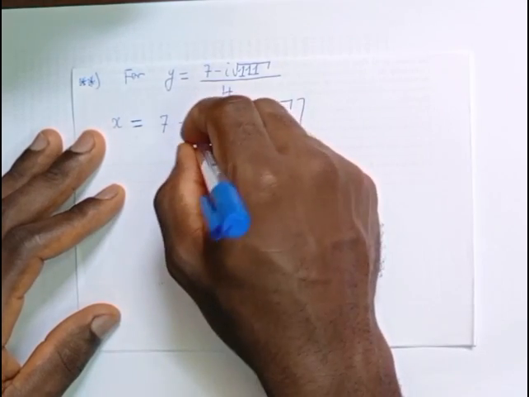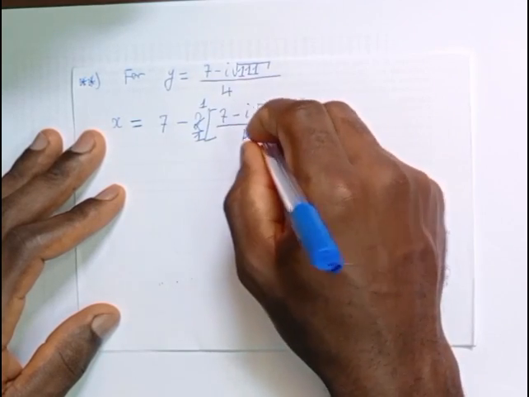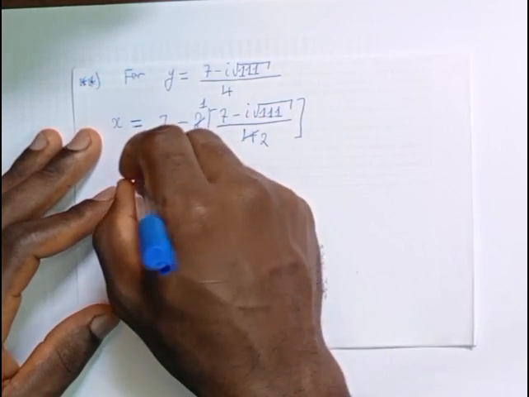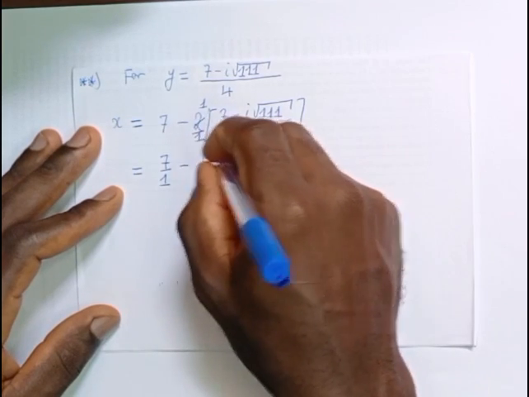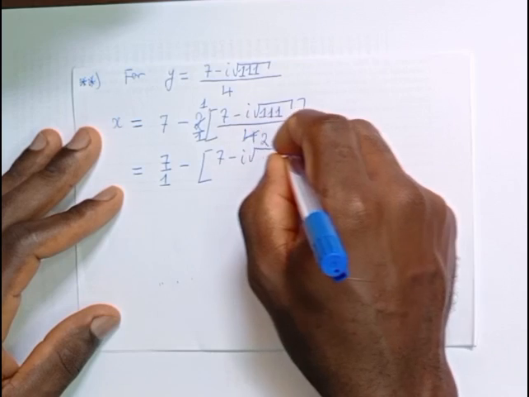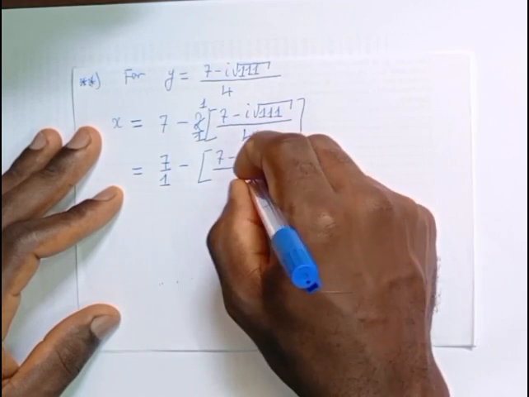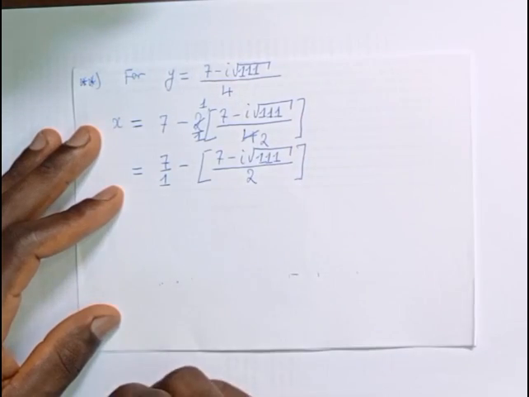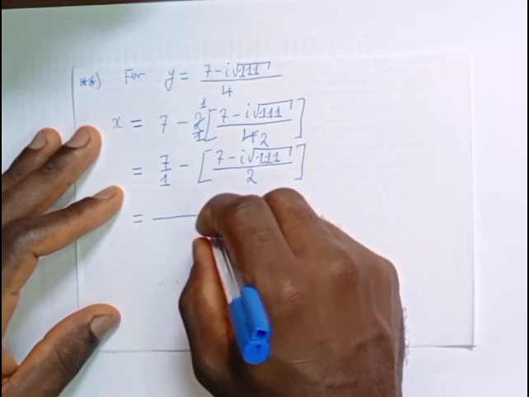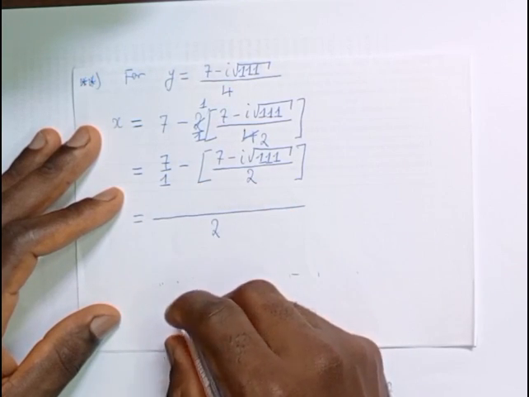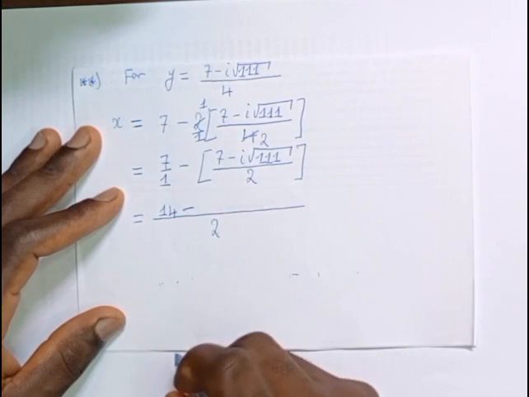These 2 can be written as 2 over 1. We can simplify this. 2 will go here 1 time. 2 will go into 4 here 2 times. This will simply be equal to 7, which can be expressed as 7 over 1 minus 7 minus i root 111 all over 2. We are subtracting two fractions. The LCM of their denominators is simply 2. 2 divided by 1 remains 2 times 7 gives us 14. We bring down the operation sign, which is minus.